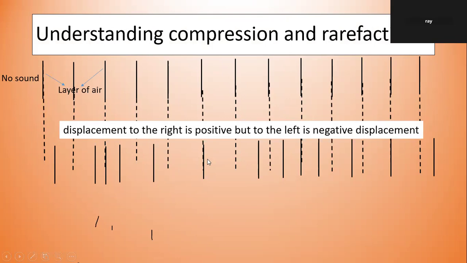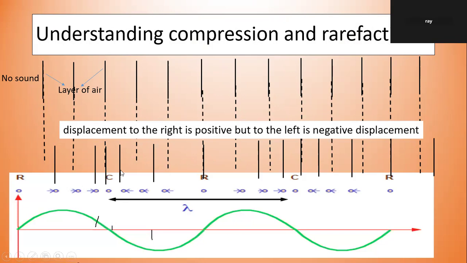We look at a rarefaction. It's not moving, that's the original position. So the layers of air are moving away from the rarefaction. Here it's moving positive, and positive is to the right. Same as here. This one is moving negative, negative to the left. So that's your compression. Rarefaction, the same thing.